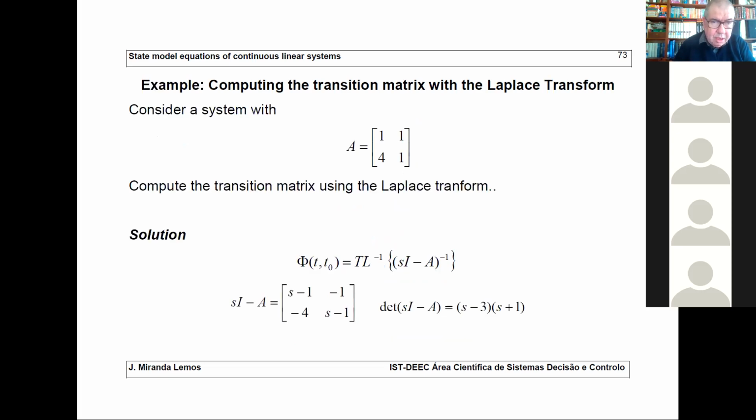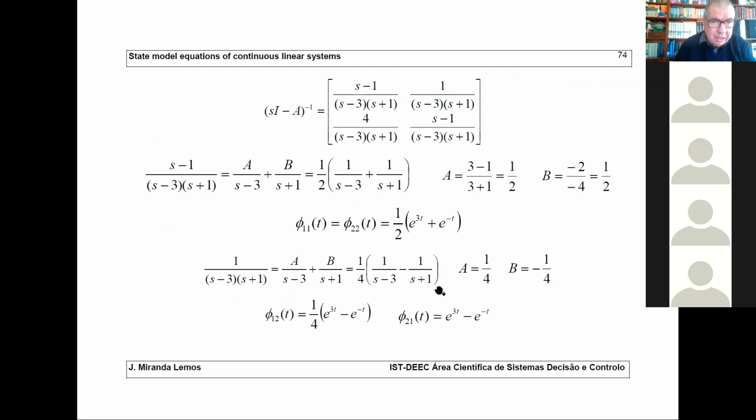Let's see one example. Suppose that you have this matrix 1, 1, 4, 1. So you start by computing sI minus A, and then you have to invert it using the formula for the adjoint matrix. Okay. So you have to compute the determinant, and you have to compute the adjoint matrix, and okay, you get this inverse of sI minus A. Now you have to invert each term of (sI minus A) inverse. So you expand the terms into simple fractions, and now you know this is a sum of exponentials, I mean, all the terms are exponentials of 3 and minus 1.